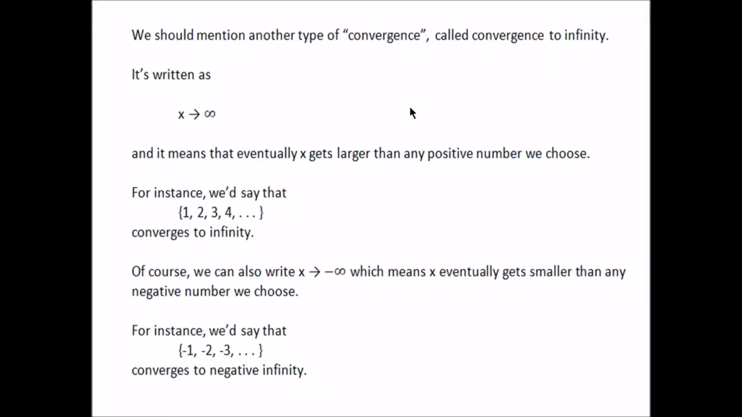We should mention another type of convergence, by the way, convergence to infinity. We'd write it like this. And that means that eventually x gets larger and larger. So this is a different kind of convergence, but it's useful to lump both of these ideas under the term convergence. So for instance, if x goes to 1 and then 2 and then 3 and then 4 and then 5, and it keeps going like that, we would say it converges to infinity. And of course, x could converge to negative infinity. It could go to -1, -2, -3, and just keep on going.